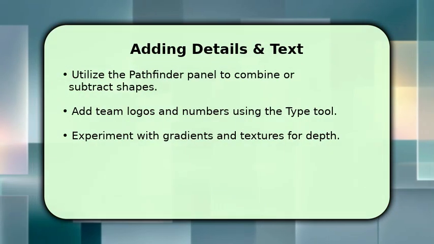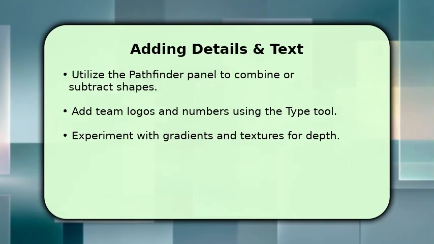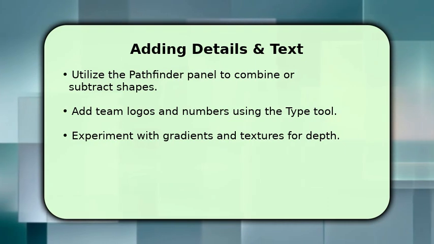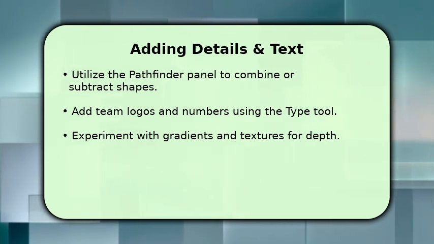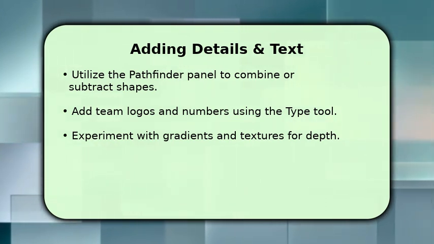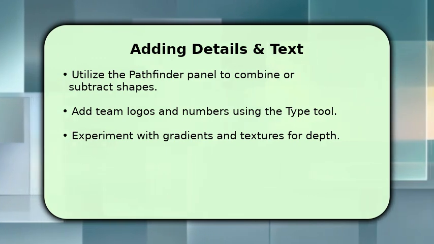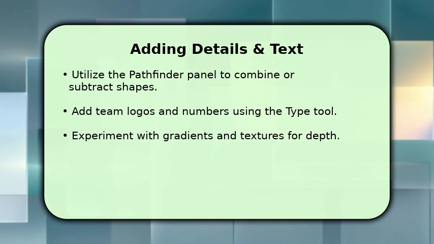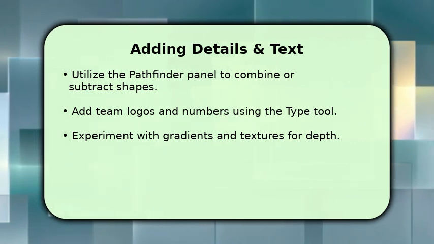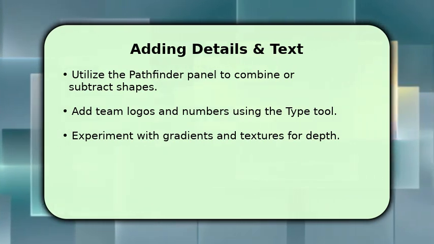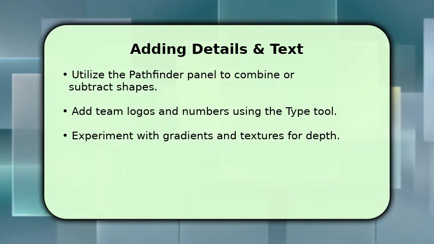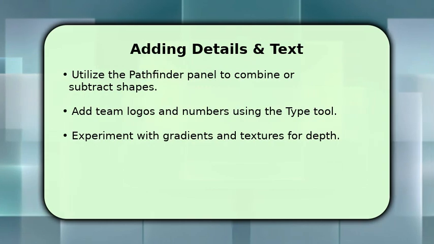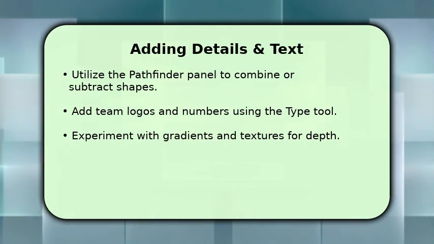Now let's bring your jersey to life with details. The Pathfinder panel is your best friend for combining or subtracting shapes, creating unique design elements like stripes or panels. Next, use the Type tool to add team names and player numbers, choosing clear, readable fonts. Don't forget to experiment with gradients and textures to give your design a professional, three-dimensional feel. These small touches make a big difference in the final product.